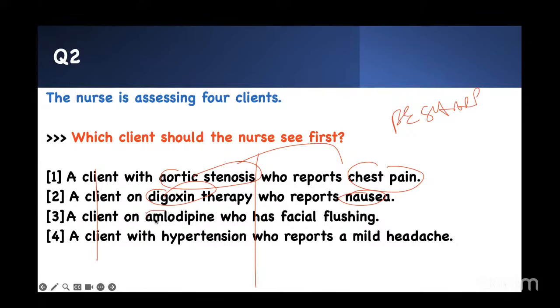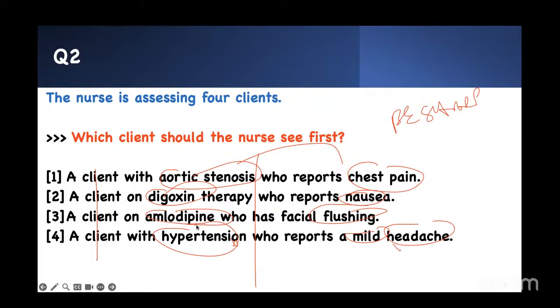I'll give you amlodipine. You have facial flushing. You have hypertension. You have mild headache. What do you think? Put down your comment and let me know. Put down your answer. Think about it. And then go back and tell yourself, you have 1 second. Who do you want to give it to? If you have hypertension and you have headache, well, mild, I put mild here. I really mean it. Mild headache. It's not urgency right now.